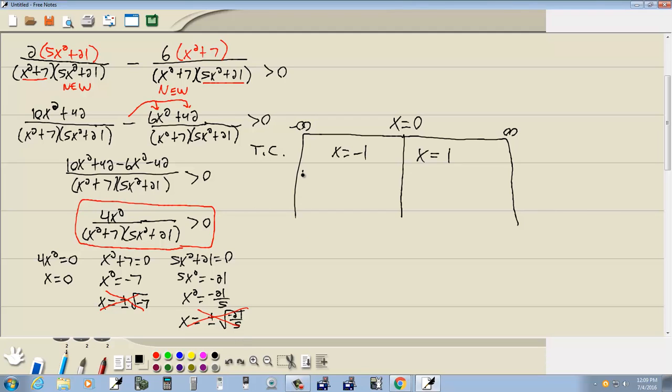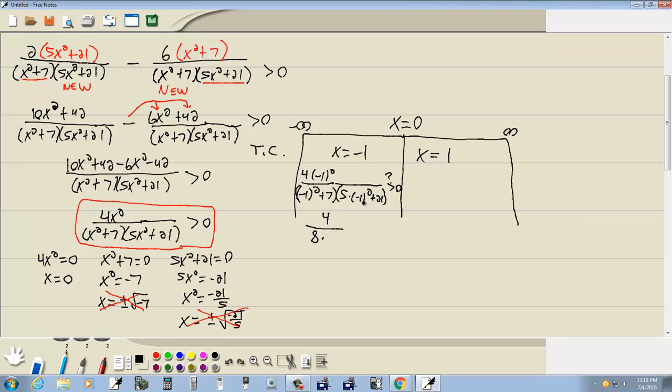So we're going to have 4 times negative 1 squared over negative 1 squared plus 7, and then 5 times negative 1 squared plus 21, and greater than 0. And this is a question mark. We're wondering if it's greater than 0. Negative 1 squared is positive 1 times 4 is 4. Negative 1 squared is positive 1 plus 7 is 8.